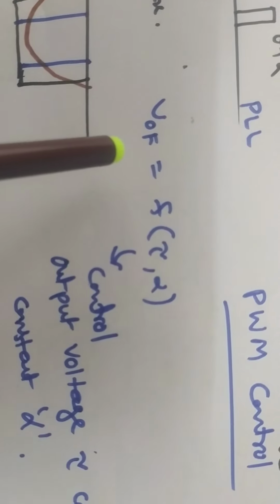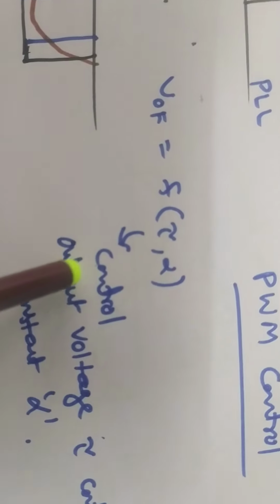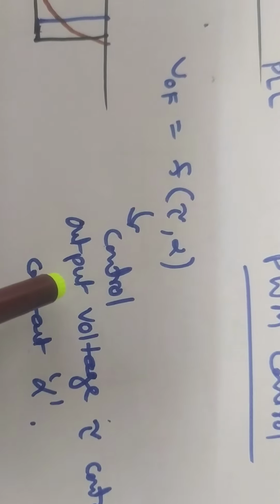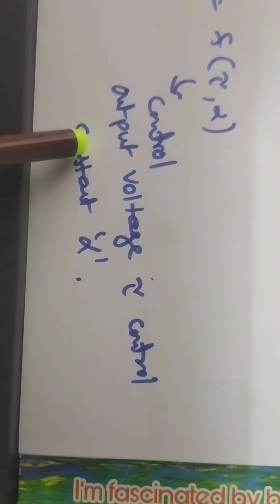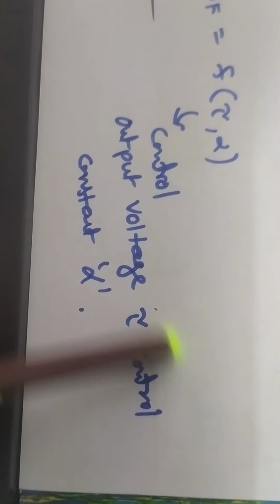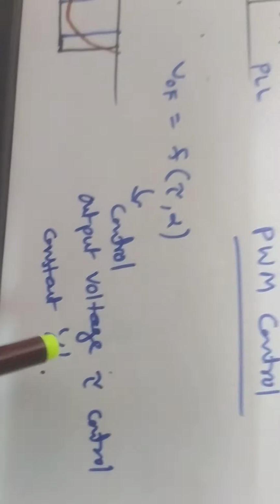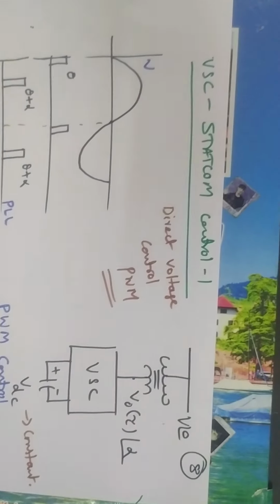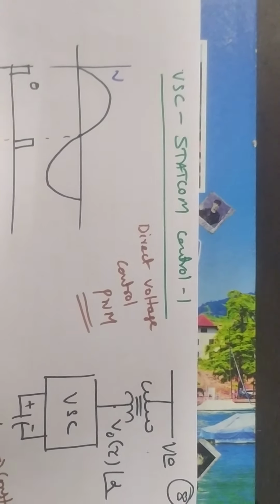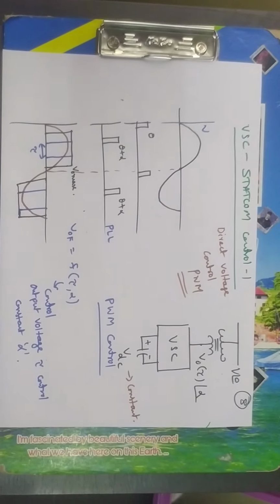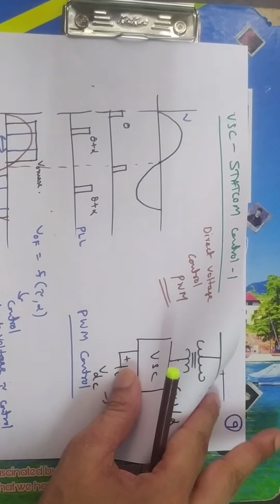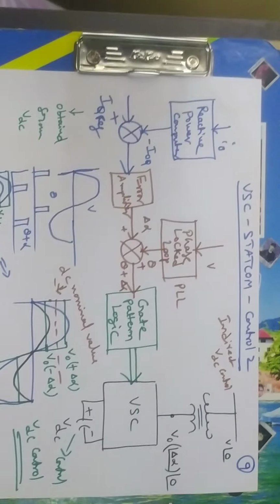Here in the PWM control, the range of tau can be controlled by changing the pulse width. In order to control the output voltage, you can provide the tau control with constant alpha. So this is the direct voltage control using PWM for the STATCOM. So these are the entire waveforms related to VSC control 1.